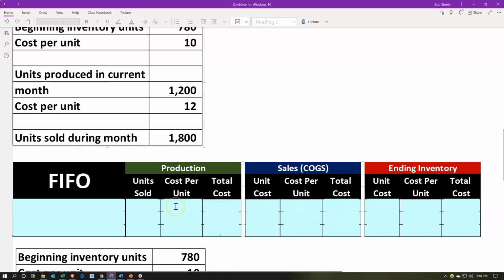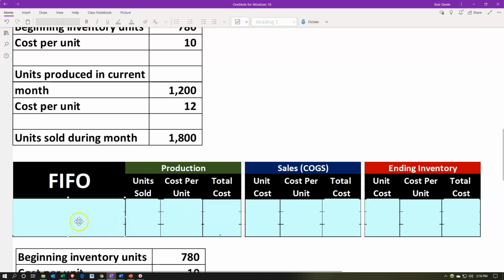The first column is going to represent the production, what we're making, and the beginning inventory in our case. The second column is going to represent those units that we sold, which means I'm going to put sales here, the ones we sold, but we're concentrating not on the sales price, but the cost of goods sold, the cost of the items. And then the last one is going to represent the ending inventories, those we haven't sold, those still on the balance sheet.